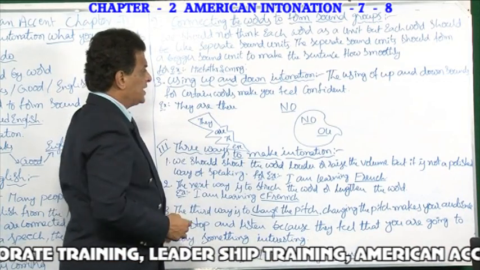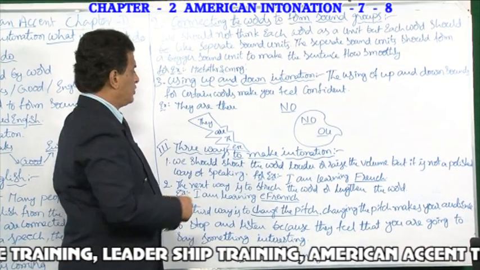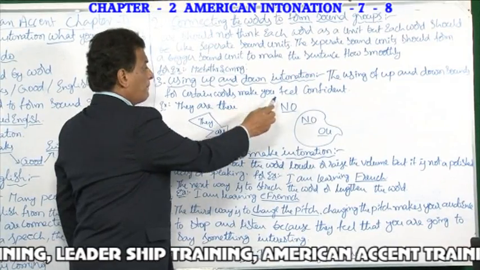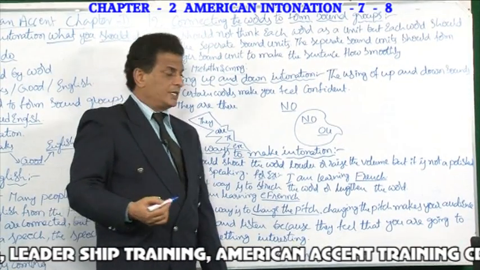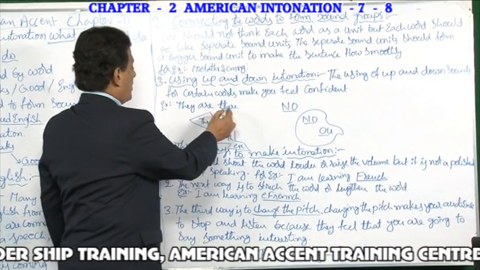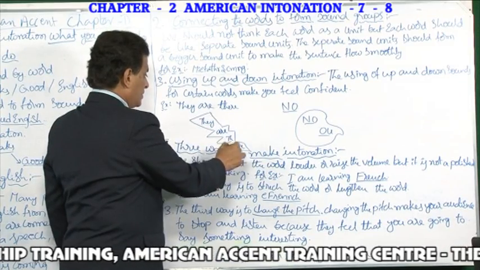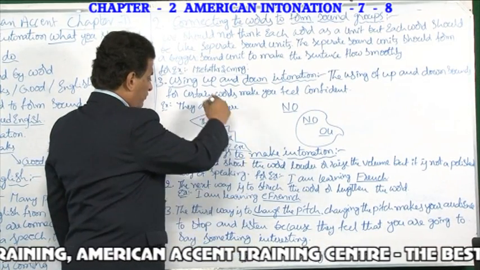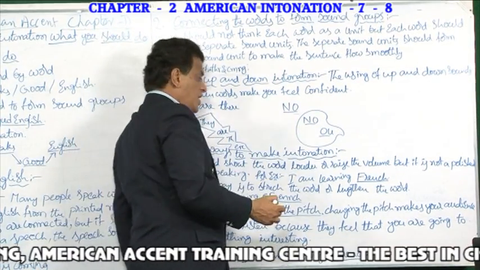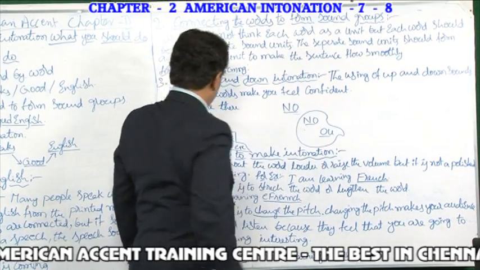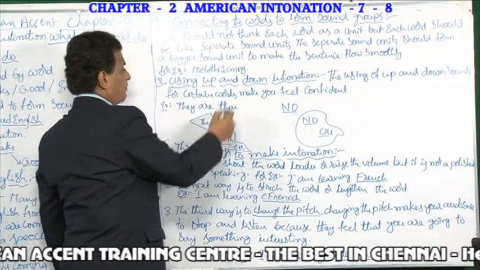Third is using up and down intonation. Using up and down sounds for certain words makes you feel confident. For example, they are there. You go up from down. No, no. You just pull it up. So this is what using up and down intonation is.